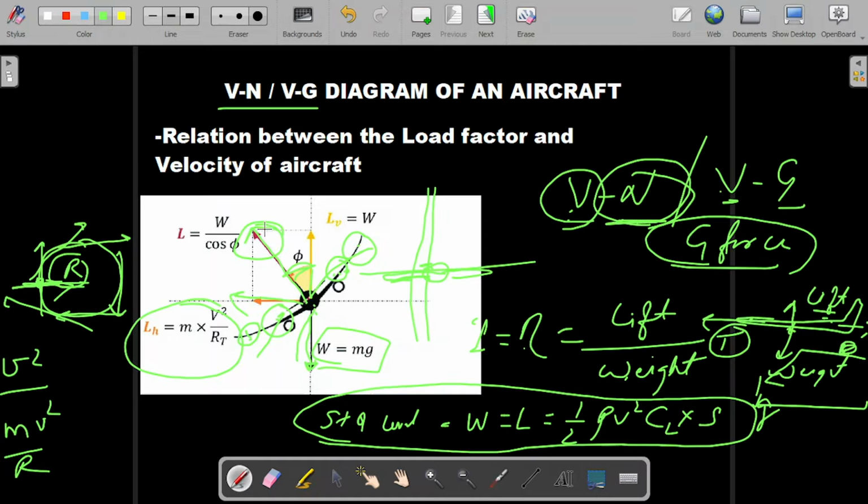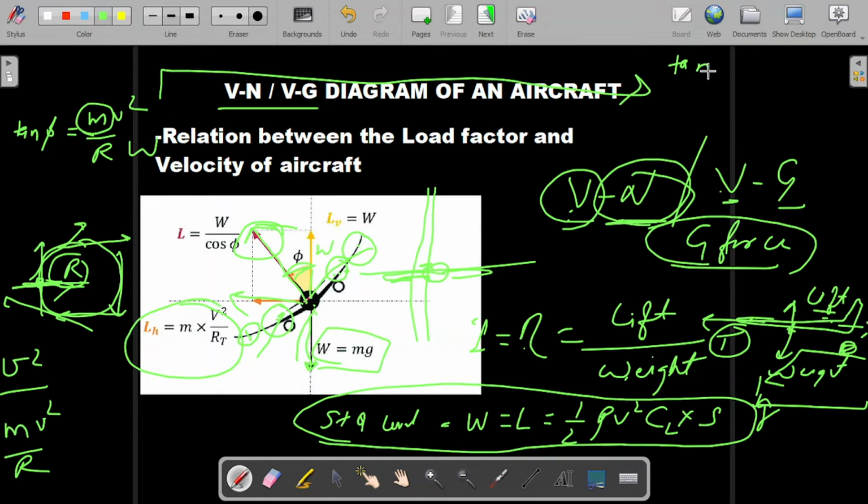If we make a parallelogram here, this is also weight, and tan phi, a very interesting equation, is perpendicular upon base. The perpendicular is this, which is equal to mv square upon r, upon W. So m can be written as W. So tan phi, as we have discussed, is mv square by r upon W. So m can be written as W by g, times v square by r W. So W cancels.